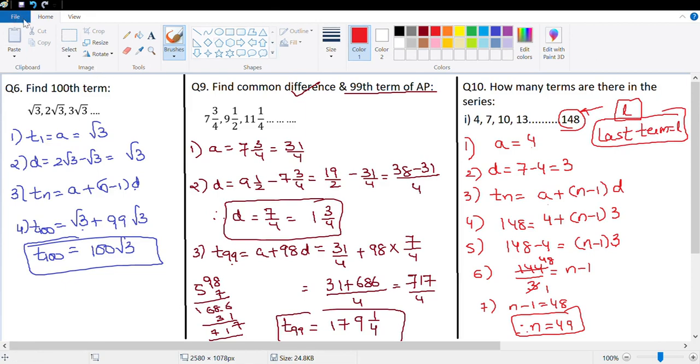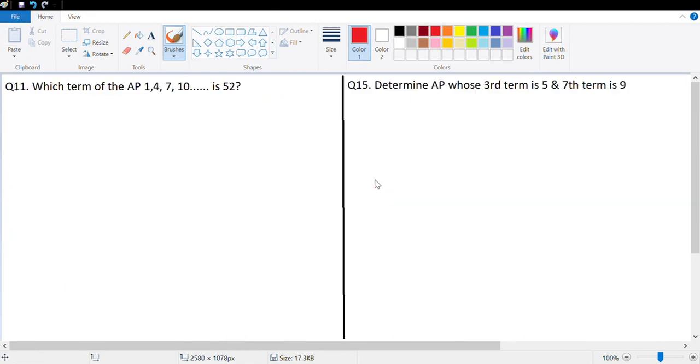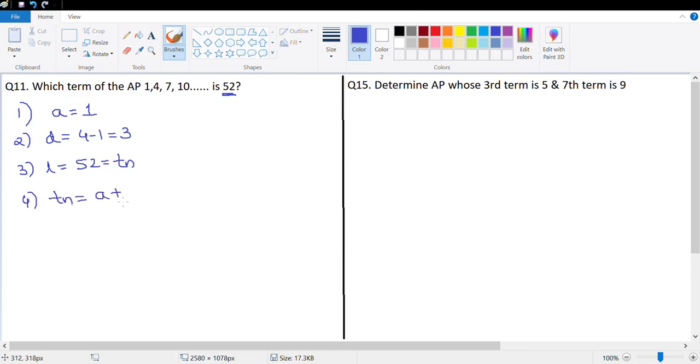Good. Let's look at the next question that we do here. The next question that we do is question number 11. It says, which term of the AP 1, 4, 7, 10 is 52? So again, let's see what information we have. A, which is my first term, is given equal to 1. Next, let's find the common difference. That's equal to 4 minus 1. That's 3. We need to figure out which is this term. So the last term, L, is given equal to 52, which is basically we are taking it as the nth term. And we know nth term is equal to A plus n minus 1 times D.